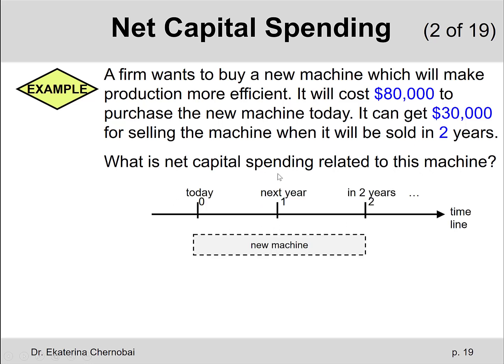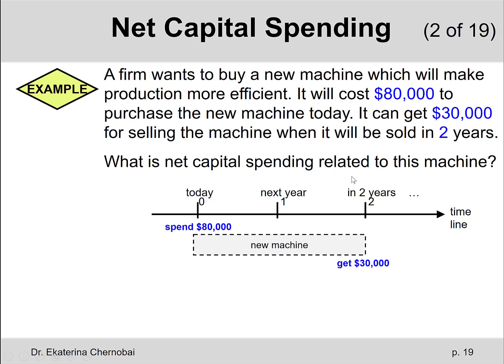Okay, so it's a short timeline with year 0, which is today, year 1, and year 2 on it. And we are going to start using the machine today, and we would stop using it after exactly 2 years. So we will be spending $80,000 on buying the machine now, and when we sell it in 2 years, we will get to keep $30,000, right?